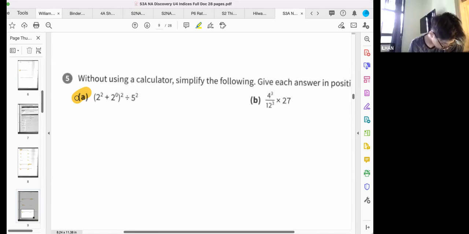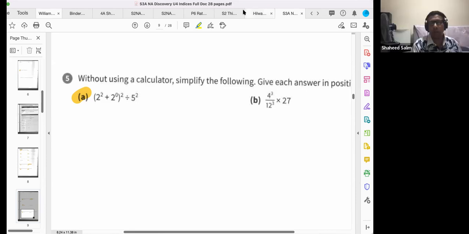5 over 2 means you're 2.5, your answer. Yeah, 5 over 2, that is 2.5. Where do you get the 2? Okay, let's go one by one.